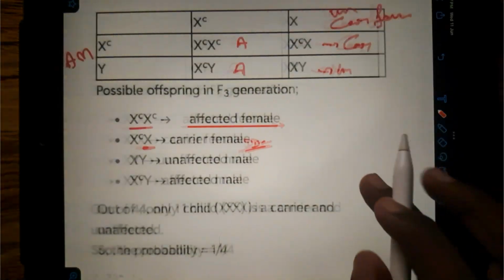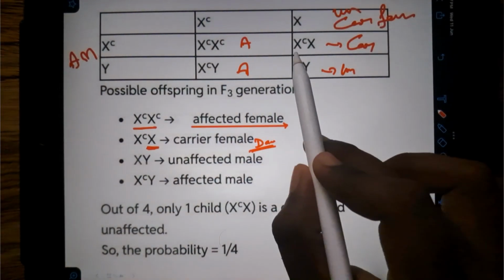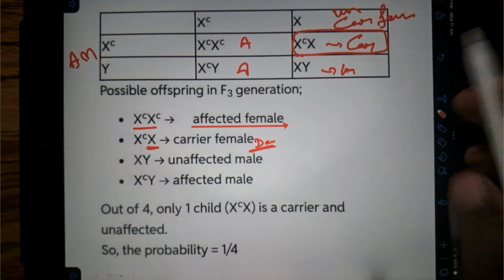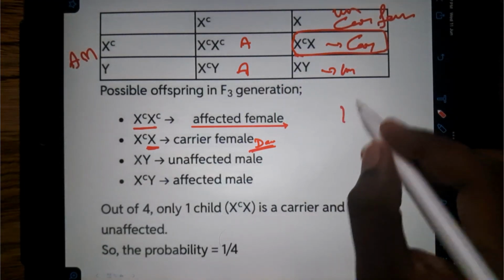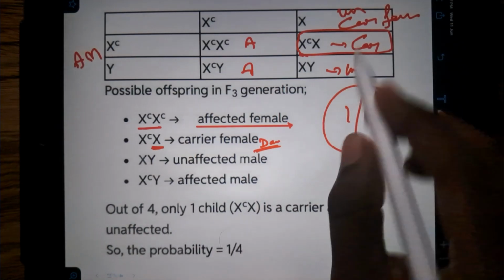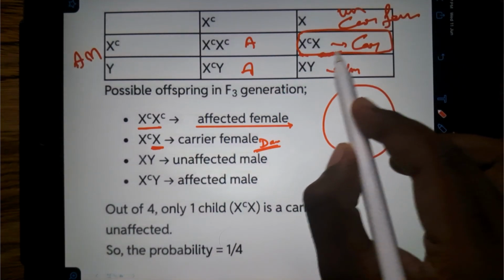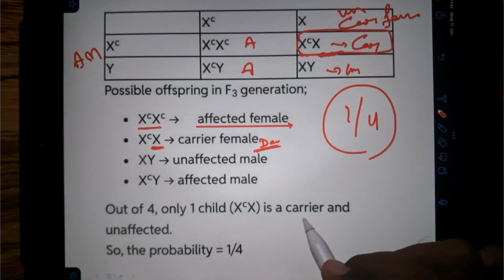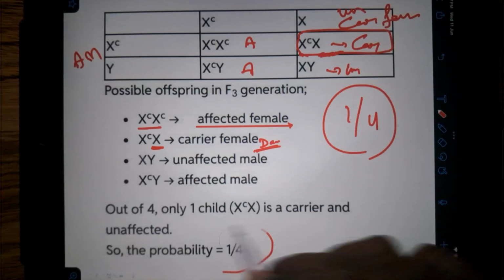It should be a carrier and have no disease. Obviously it is a female and only one, so only 1 out of 4. 1/4 is the answer. Out of 4, only one child, in this case this child, is a carrier and unaffected. The probability is 1/4.